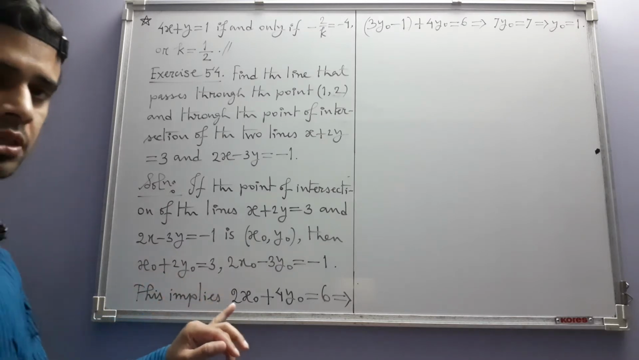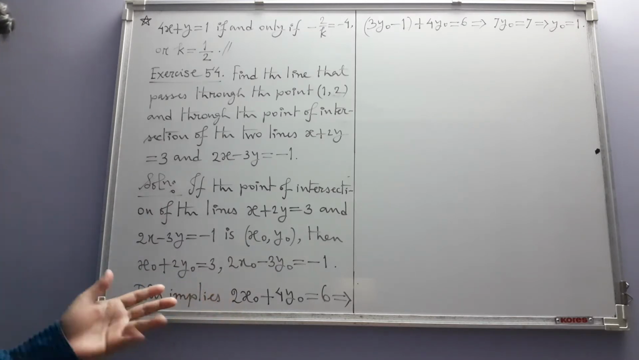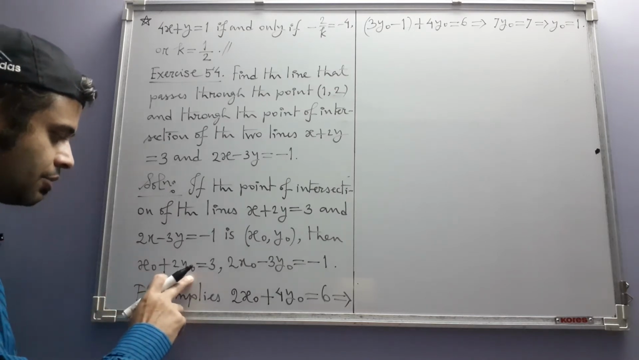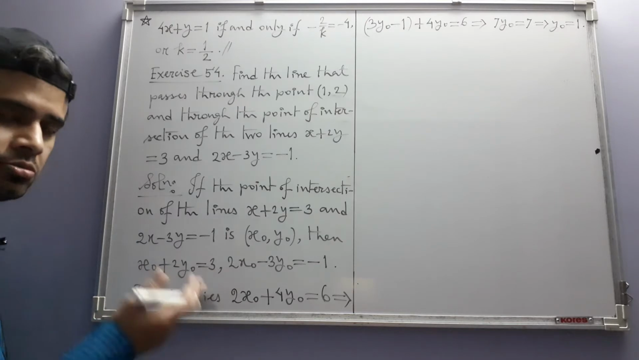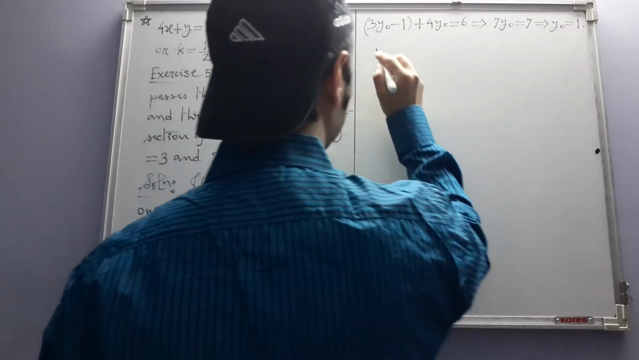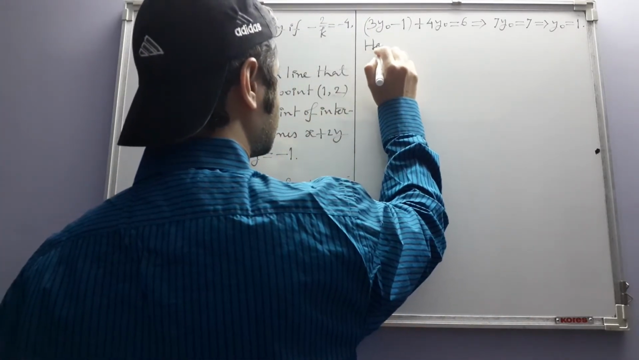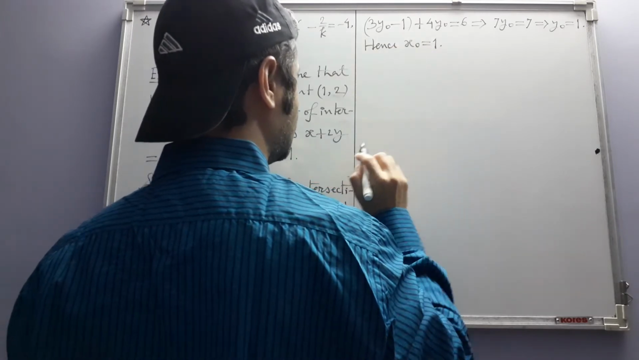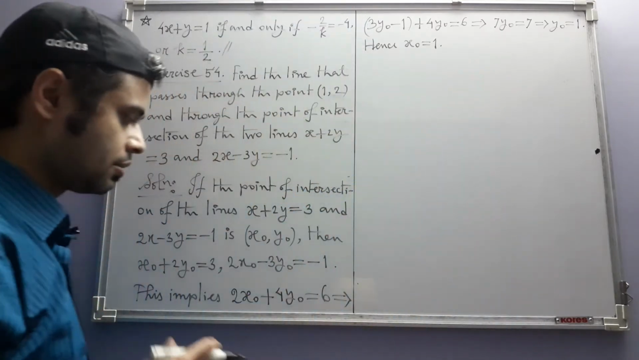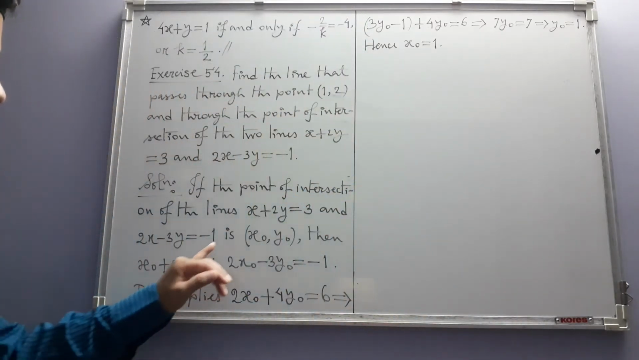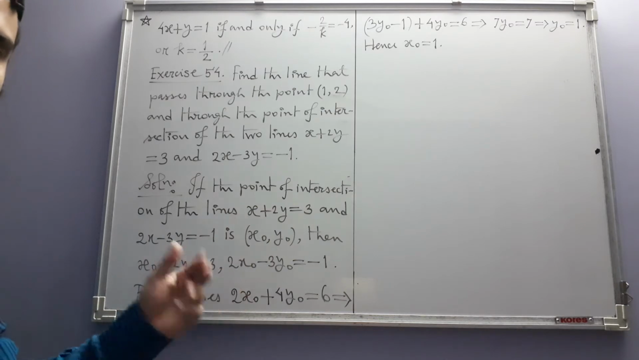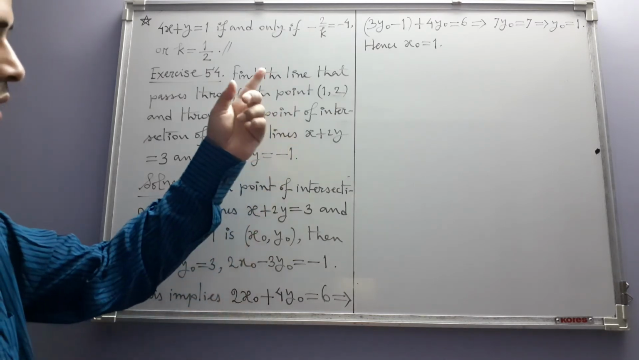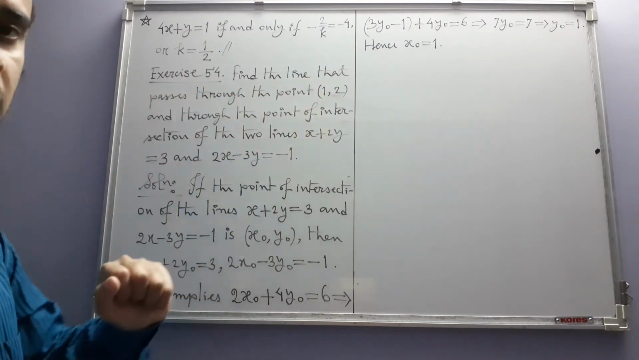So from the first equation we see that x naught then must be equal to 1 also, because if y naught is 1, then 1 plus 2 should give us 3. Hence x naught is also equal to 1. So the coordinates of the point of intersection of these two lines are 1, 1. So we have to find the equation of the straight line passing through 1, 1 and 1, 2.